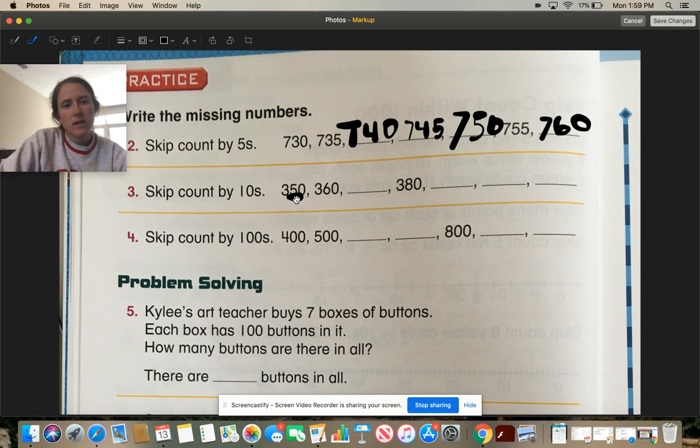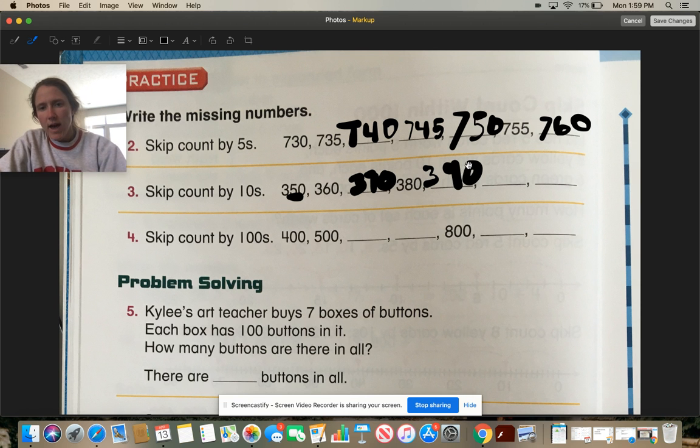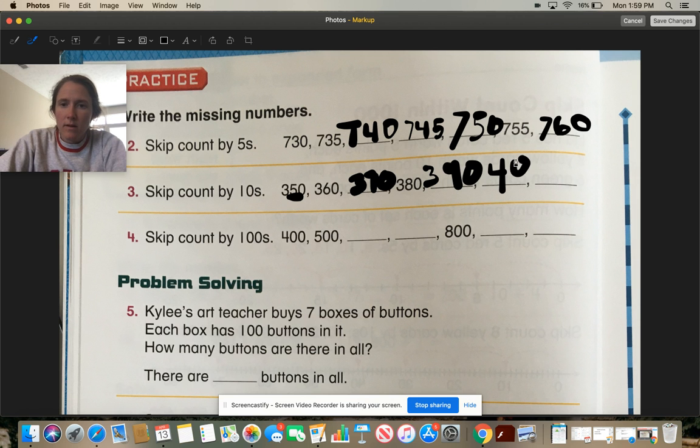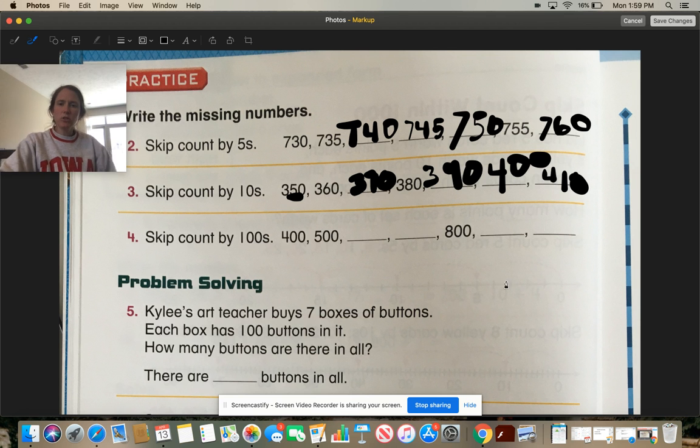So skip counting by tens. So I'm looking at the tens place. So I went from 350 to 360. Then I'm looking at one more tens. So I would put 370 because I am adding 10. And then it's 380 plus 10 more would be 390. Sorry, my numbers are kind of fat, so it's hard to read. 390, and then plus 10 more would be 400. And then plus 10 more after 400 would be 410. Sorry, my numbers get a little chubby there, but that's okay.